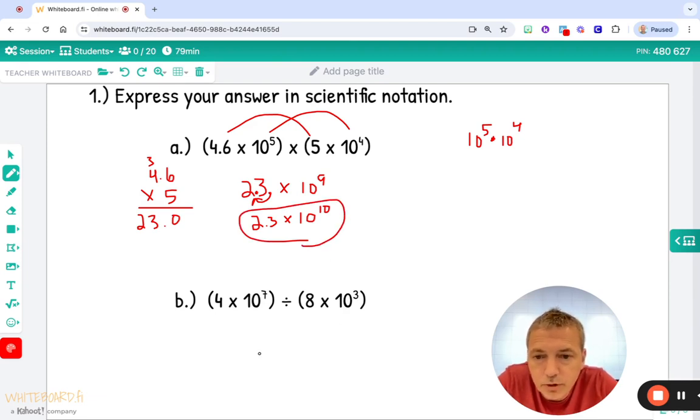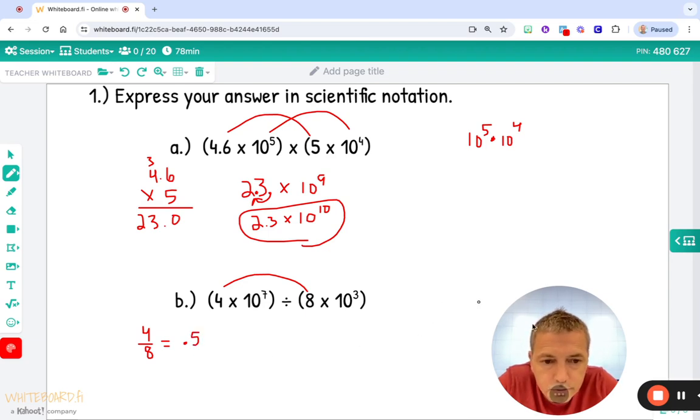All right, and this bottom one says 4 times 10 to the 7th divided by 8 times 10 to the 3rd. So again, we can divide these front numbers. So 4 divided by 8. Don't say 2, because that would be 8 divided by 4, right? 4 divided by 8 is a half, or 0.5, right?